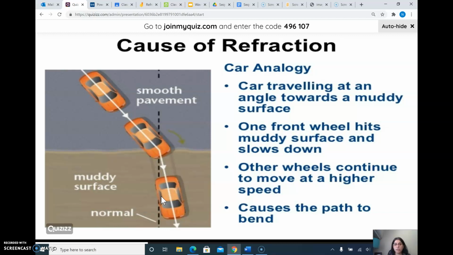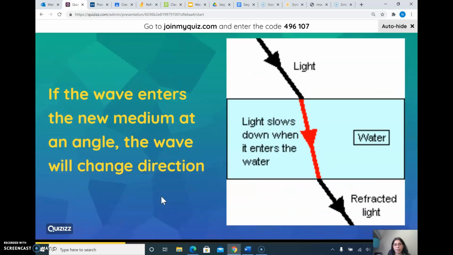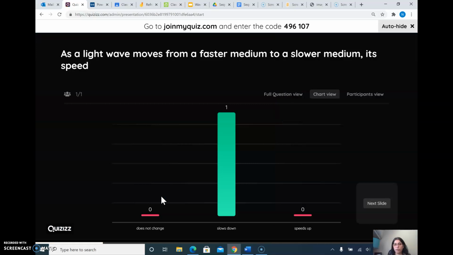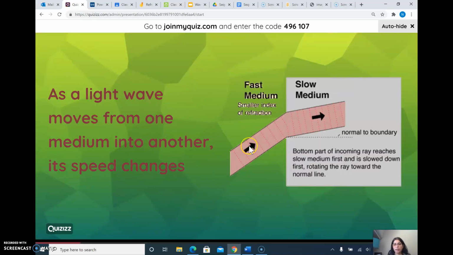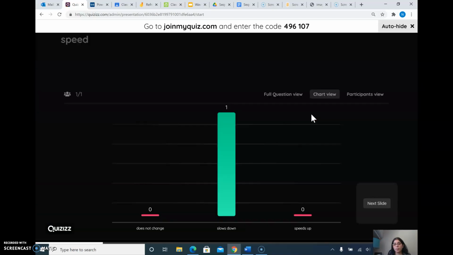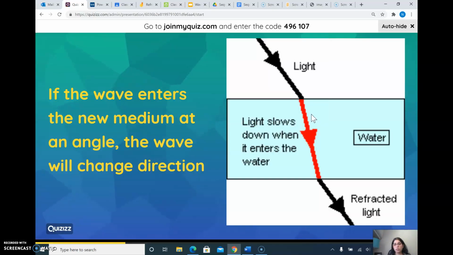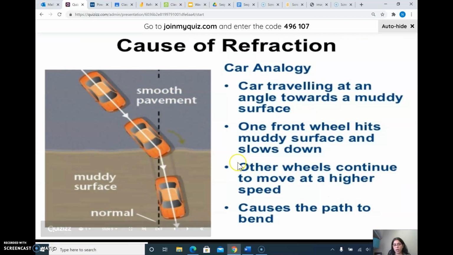The same thing happens with the wave here. Like I was saying, the bottom part touches the slower medium first, so it slows down, while the top part does not. The same thing is in the car. The front wheel slows down, the back wheel does not, and that's why it turns towards the imaginary line, which is our normal. So that's why it bends a little.